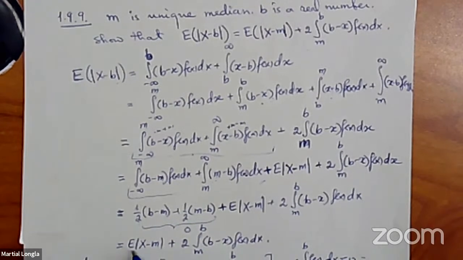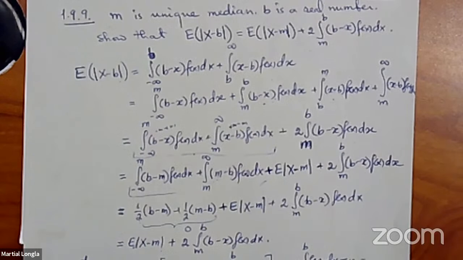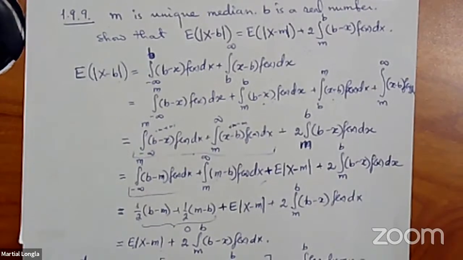Therefore, you got exactly the expected value of the absolute value of x minus m plus 2 times the integral from m to b of (x minus b) f of x dx. That's for part 1.